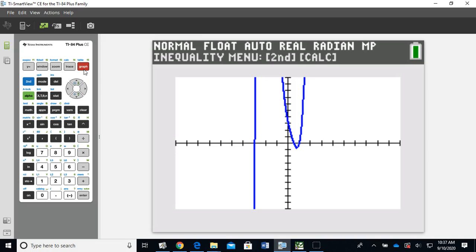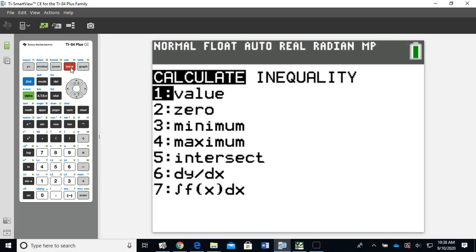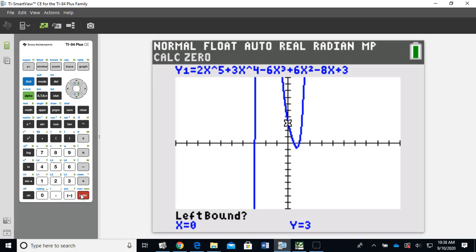Do you know how to get them if you're not sure? You can hit second and trace, and you're looking for the zeros. All right? So I would go to number 2. I'm not going to do this one because it's pretty clear it's going through negative 3. That one's very clear it's going through 1. I'm only going to find this one. So same thing. You have to do the left bound and the right bound.